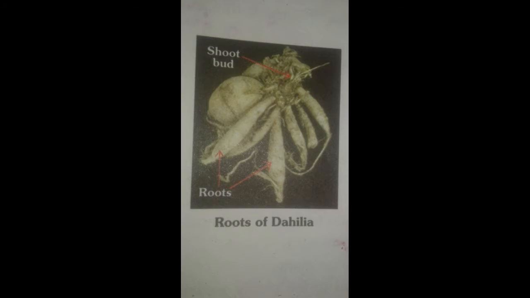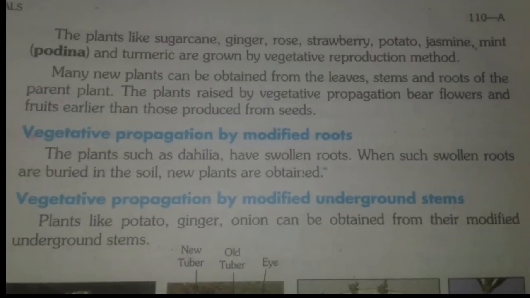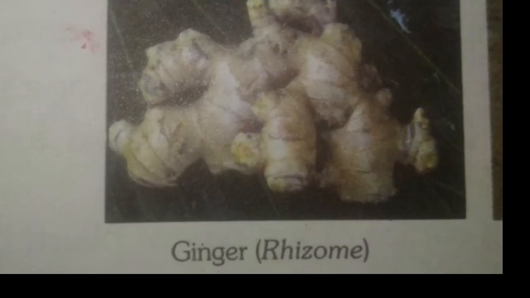Many new plants can be obtained from the leaves, stem and root of the parent plant. Plants raised by vegetative propagation bear flowers and fruits earlier than plants grown from seed. So this is the importance of vegetative propagation: when we propagate plants by this method, they bear flowers and fruits earlier than when grown from seed.